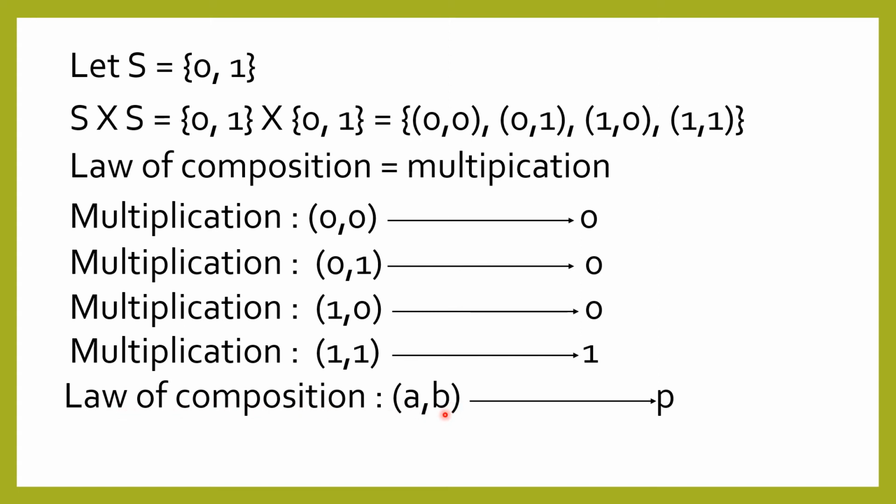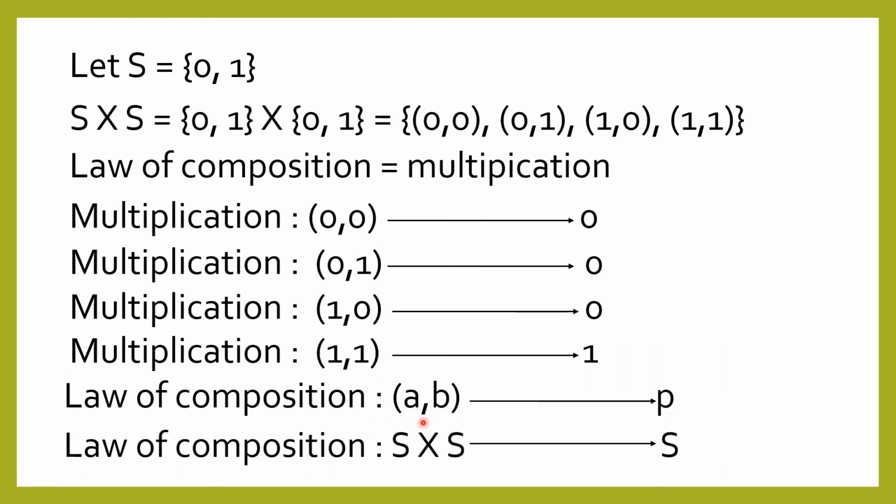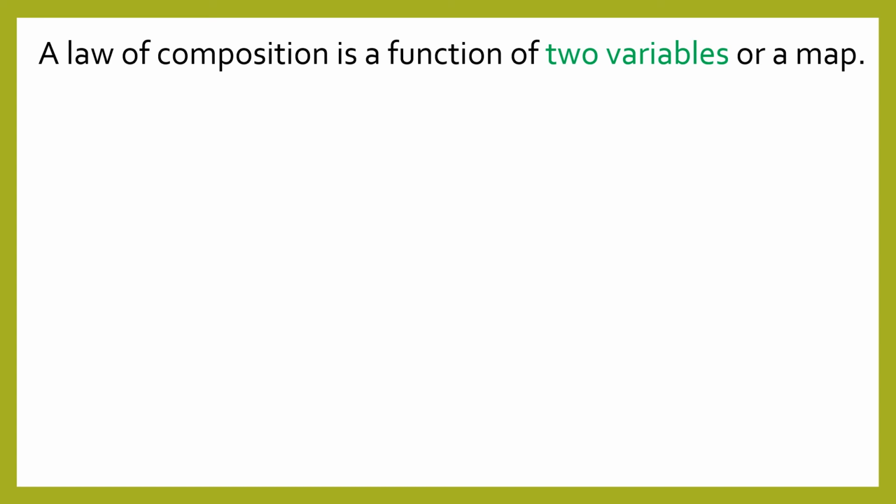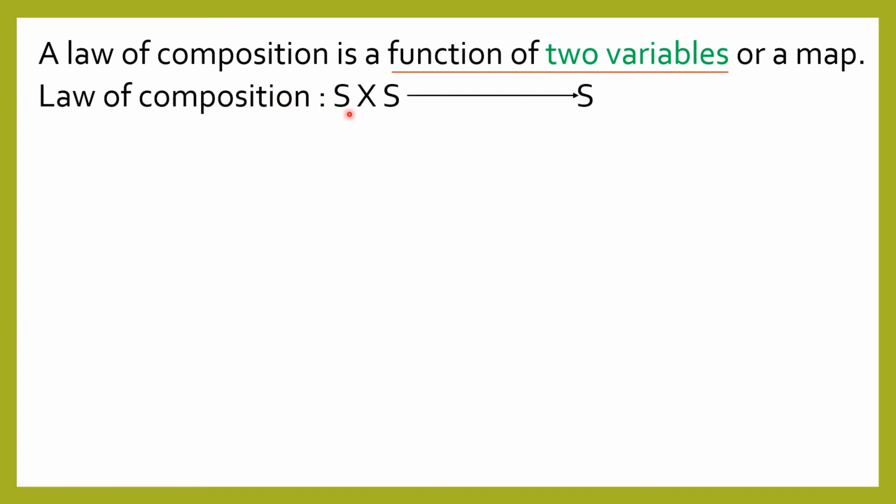A and B are elements from the set S, which give the element P, which is again an element of S. This ordered pair A and B belongs to the set S cross S, and it gives a unique element P in the set S. So the law of composition is a function from the set S cross S to S. Hence, a law of composition is a function of two variables or a map. It is a function from the product set S cross S to S.